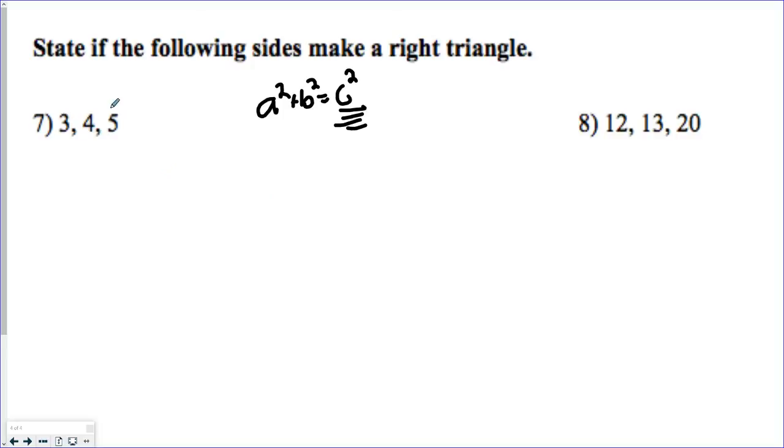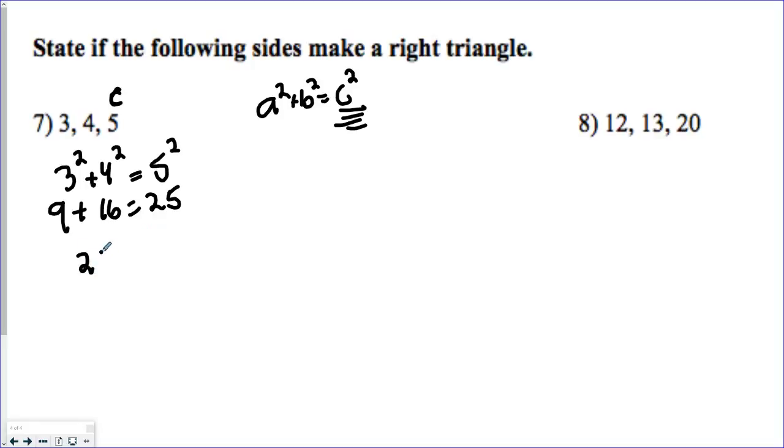So in this case, 3, 4, 5, c would be on 5. So basically I'm saying, does 3 squared plus 4 squared equal 5 squared? Is that true? Well, let's see. 3 squared is 9, 4 squared is 16, 5 squared is 25, and 9 plus 16 is 25. And 25 is definitely equal to 25. That is true. So this would be a yes. They do form a right triangle because a squared plus b squared is c squared. Yes. All this fits together, so this is good.